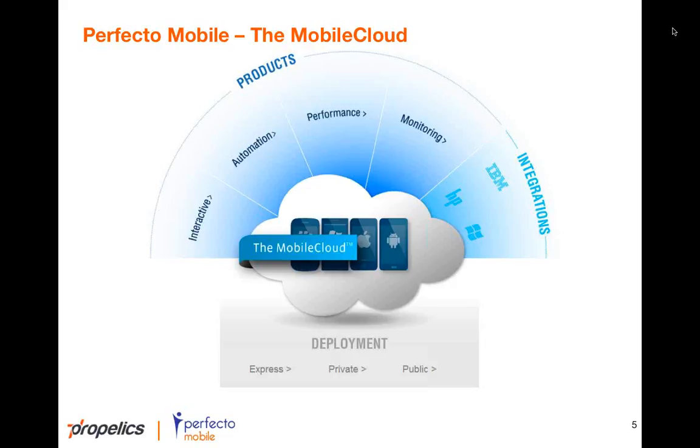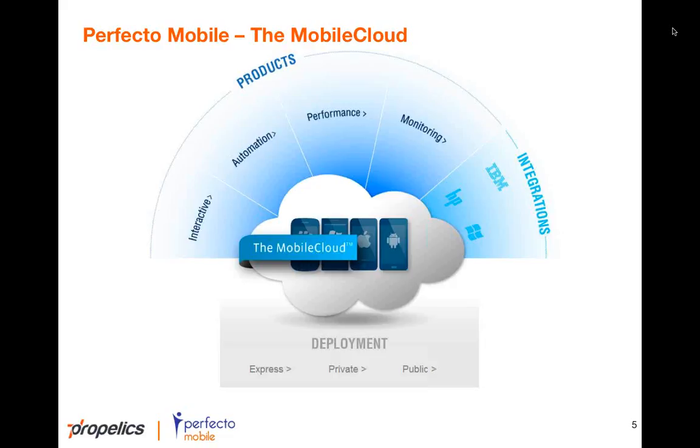We are providing a mobile cloud in different deployment options, either on-premise as a local cloud called Mobile Cloud Express, a private cloud deployment option, which is either hosted by Perfecto Mobile or on your premise, and also a public shared cloud with thousands of real devices located around the world for you to run manual exploratory testing or develop your automation testing, continuous integration tests, and so on.